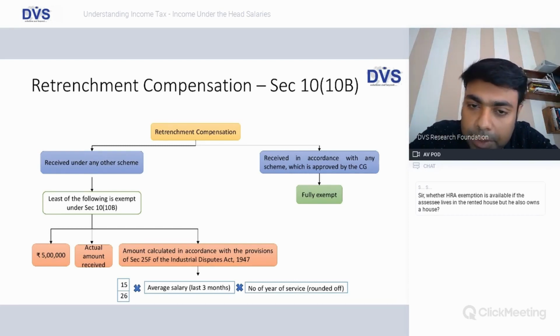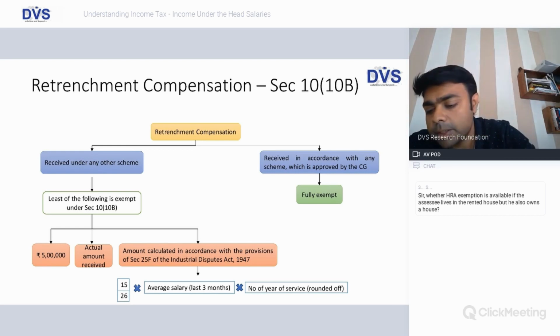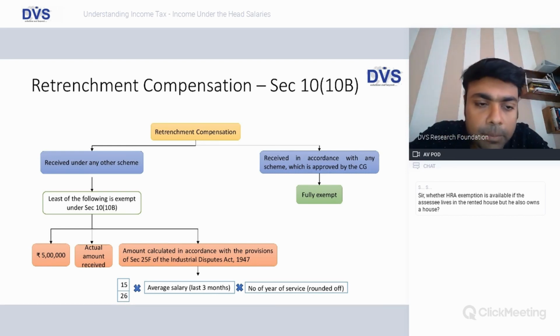Next, retrenchment compensation, which is something happening currently. Employers are doing mass retrenchment of employees. In such cases, for any amount received under retrenchment compensation, the exemption is the least of the following: 5 lakhs, the actual amount received, and the amount calculated as per the Industrial Disputes Act, which is 15 days' salary, based on the average salary of the last 3 months, for the number of years of service. If it is received in accordance with a scheme approved by the central government, it is not taxable. It is fully eligible for exemption. So as far as retrenchment compensation is concerned, the maximum exemption is only 5 lakhs.